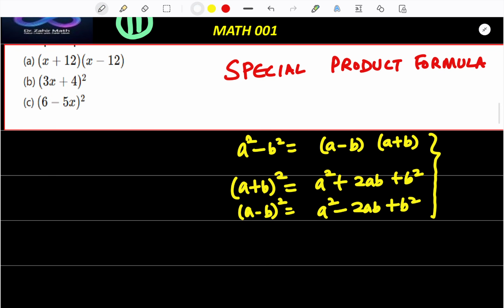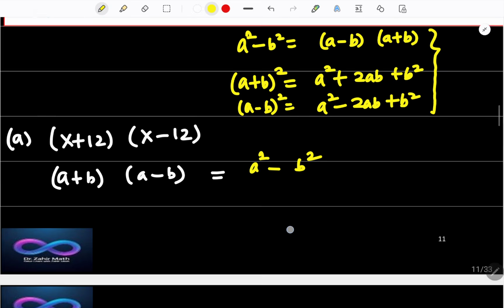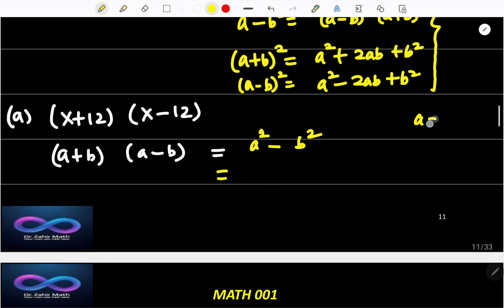So let's go to the first question. The first question is x plus 12 and x minus 12. This is of the model a plus b times a minus b. What is a plus b times a minus b? It is equal to a power 2 minus b power 2. What is a? A is equal to x. What is b? B is equal to 12.